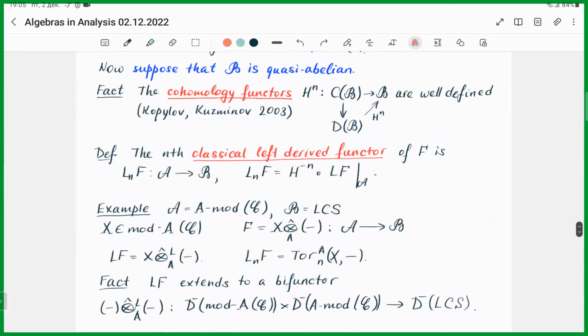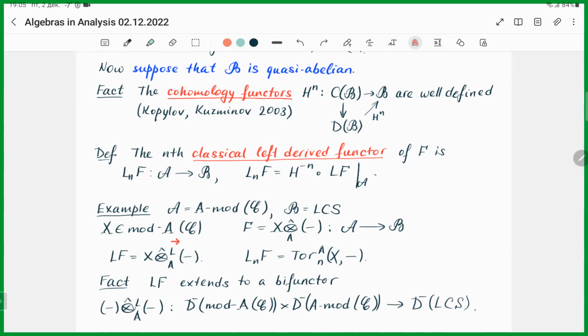And here is a typical example, which is important for our purposes. Suppose that A is the category of topological A-modules, and B is the category of all, not necessarily complete, not necessarily Hausdorff, locally convex spaces.